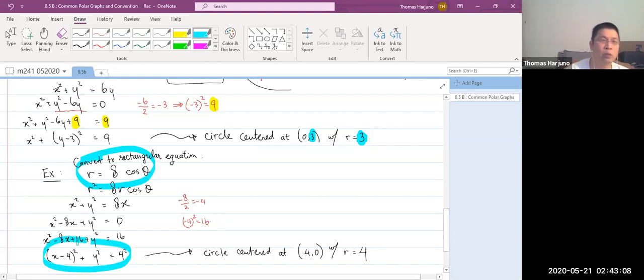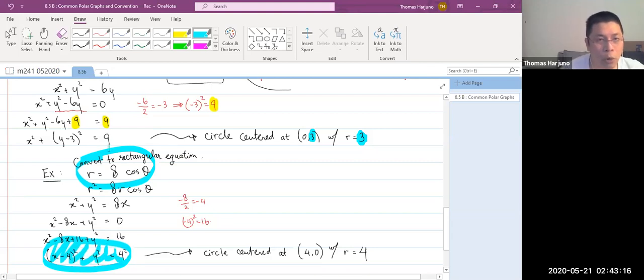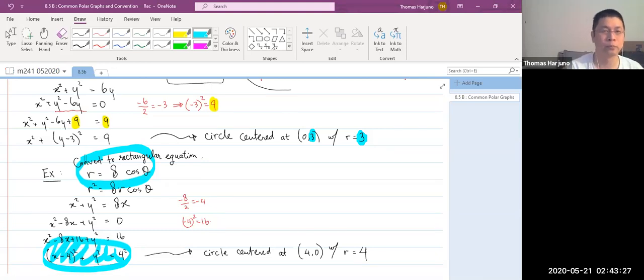Now, the thing is, when we graph them, they're supposed to look the same though. We know the graph of this last one. We know what the graph looks like. That's easy. But can we draw it from here directly on the polar coordinate system and get the same circle? Okay, that's what I'm about to do now.